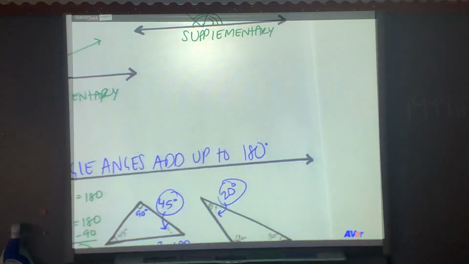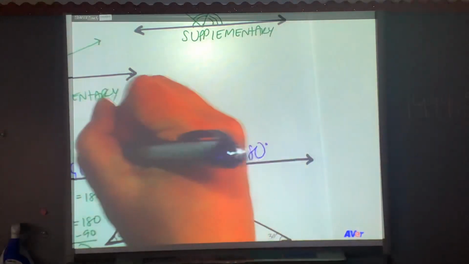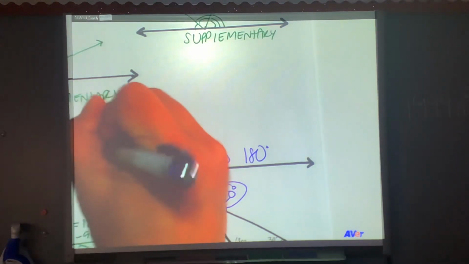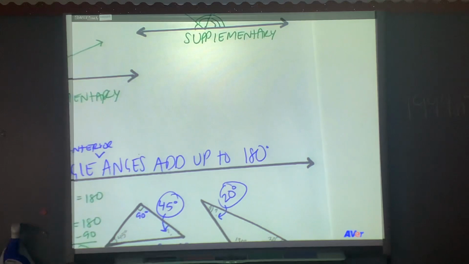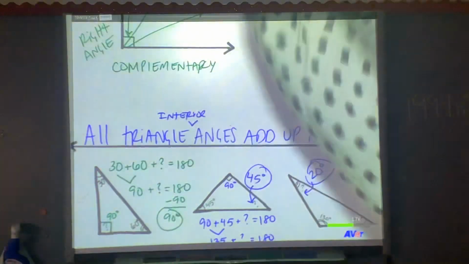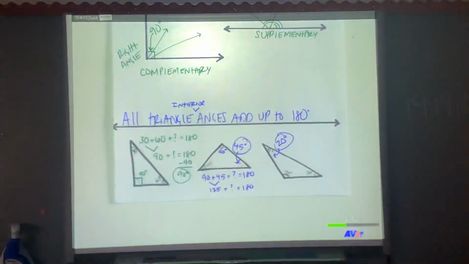All triangle angles add up to 180 degrees, and actually it is very important. I'm going to go ahead and put this. All triangle interior angles add up to 180 degrees, and you're going to see why I said that in just a second. Interior, oh man, you can't see it. Sorry guys, okay, so now you can pause my video and see exactly what you're supposed to write down.